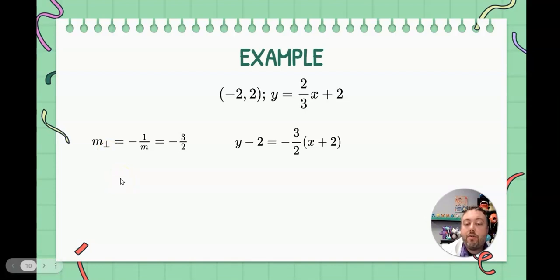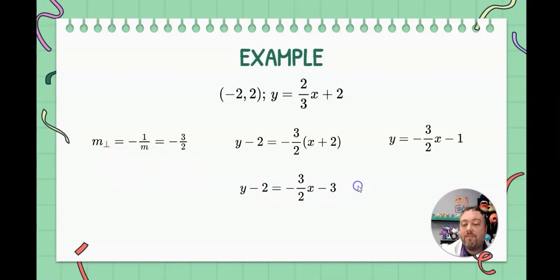Now, the first step, I have to distribute. Take that negative 3/2 and multiply it by both the x and the 2. When I do that, I get y minus 2 equals negative 3/2 x minus 3, because negative 3/2 times 2 would make negative 6/2, and when I simplify, that makes negative 3. One of the reasons I like this method is because after distributing, I only have one step left. I just need to get the minus 2 on the left side over to the right side, and I'll be done. So I use the addition property of equality to add 2 to both sides, and I get y = -3/2 x - 1.